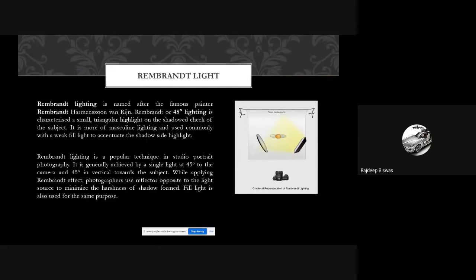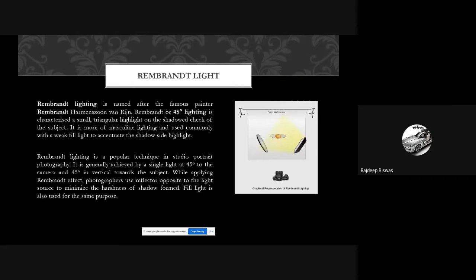Again, before I start with Rembrandt, let me tell you again, it's not always that you will get the Rembrandt effect placing the light at the same place, at the same height for all subjects. That you need to adjust according to your subjects. Always remember that, please. How would you identify it's Rembrandt? Basically, it is characterized by a small triangular highlight on the shadowed cheek of the subject. It is more of a masculine lighting and used commonly with a weak fill light to accentuate the shadow side highlight.